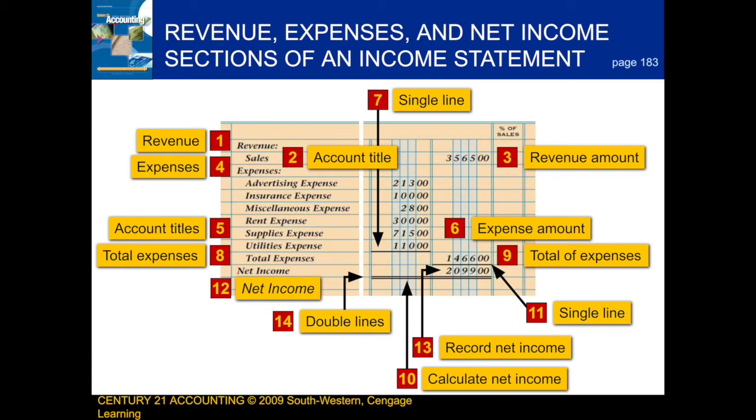Number 9 is showing us the total of the expenses. Number 10 is showing us that we calculate net income. Number 11 shows us that we draw a single line rule. Number 12 is showing us the net income. Number 13 is showing us that we record the net income. And number 14 is showing us that we draw a double line rule.